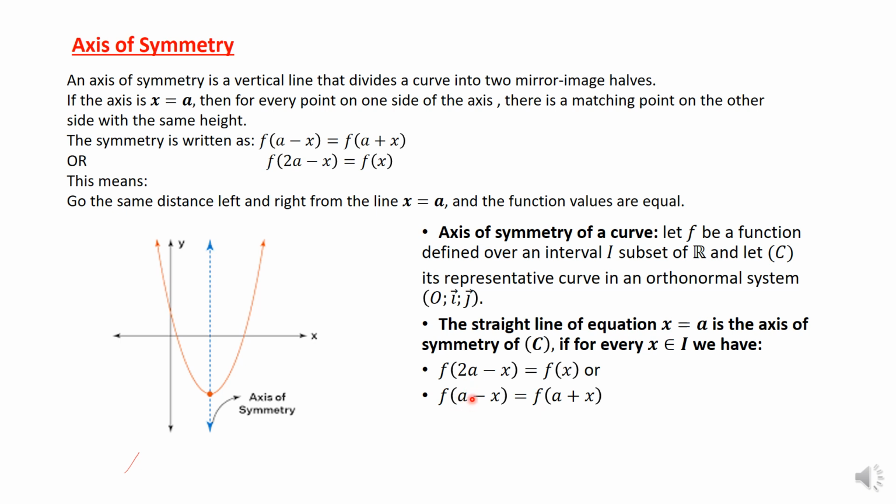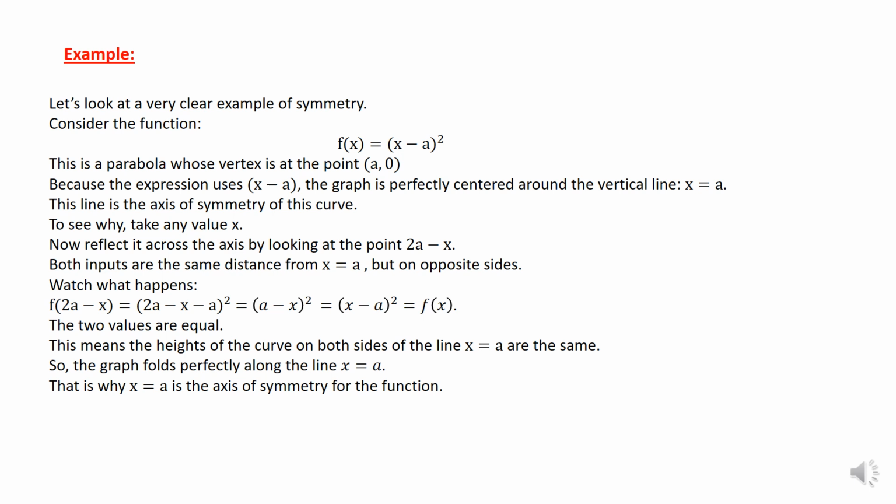So if you want to check that x = a is an axis of symmetry, you just need to verify one of them. Let's look at a very clear example of symmetry. Now consider the function f(x) = (x - a)^2. This function is a parabola whose vertex is (a, 0). Because the expression uses x - a, the graph is centered around the vertical line x = a. x = a is the line of symmetry of the curve.